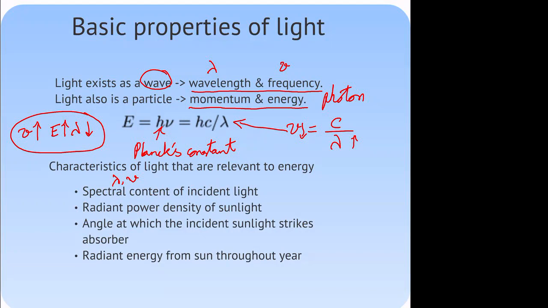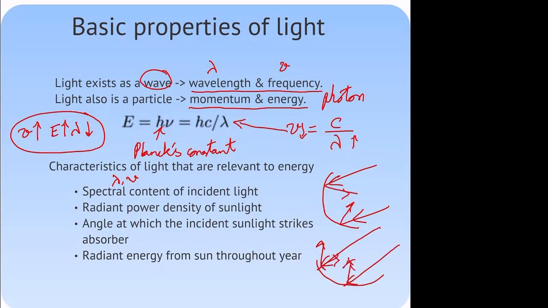Next, we're also interested in the angle at which the incident light strikes an absorber, and of course we saw this in the case of, for instance, the solar parabolic concentrator. If you have light coming in at an angle, we know a parabolic concentrator will concentrate the light like that. But if I come in at a different angle, I will miss the focus, so it will simply go in all different directions. So the direction in which the light is coming in is quite important.